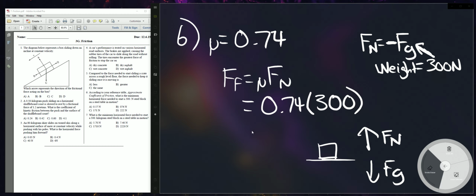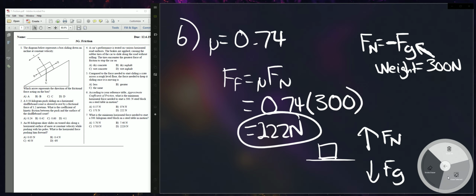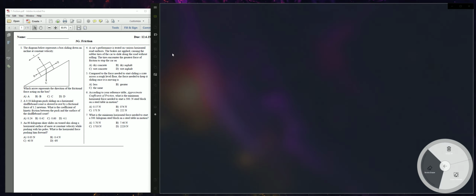Now, 0.74 times 300 is 222 newtons. And so that's the answer. That's your frictional force, the minimum force you must overcome to get the object to start moving.